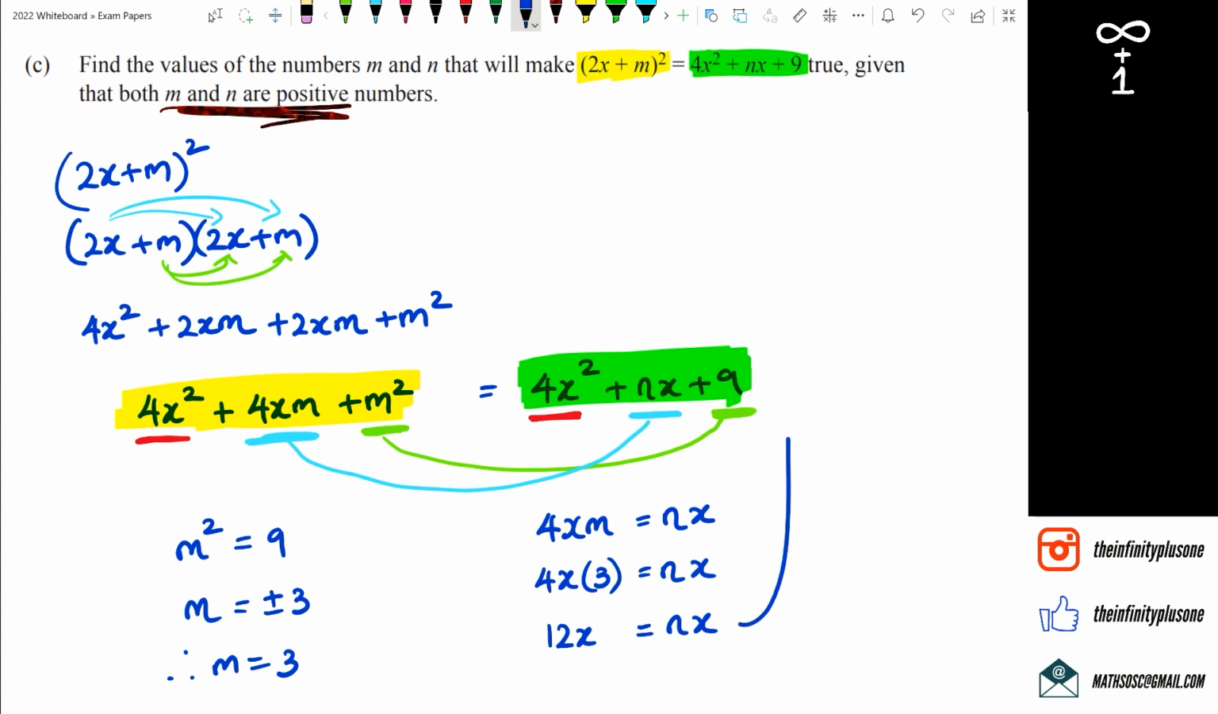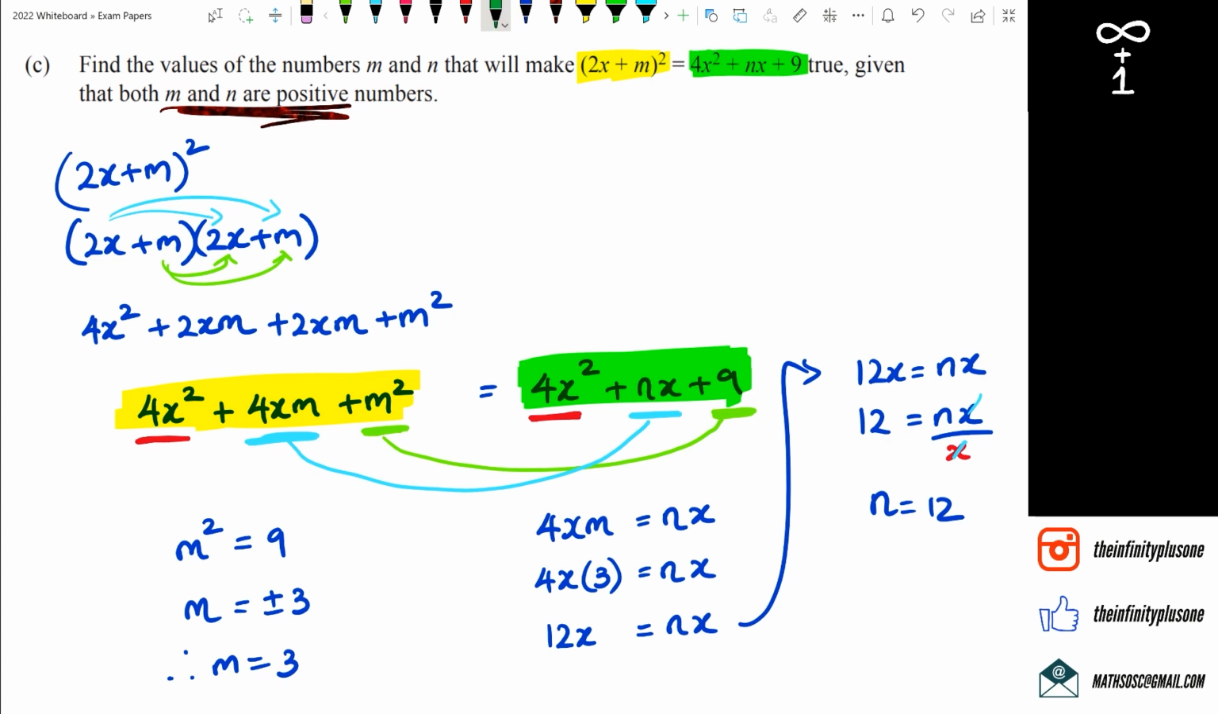What do I mean by that? Let me go one more step here. 12x is equal to nx, so 12 is equal to nx divided by x. Now my two x's cancel out, and I've got n is equal to 12. So I've got my two answers: n equals 12 and m equals 3.